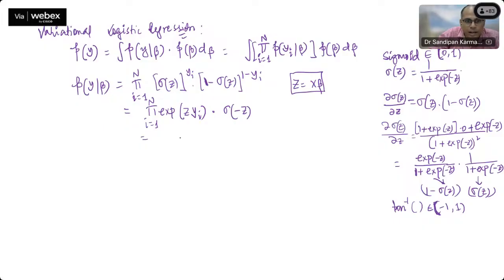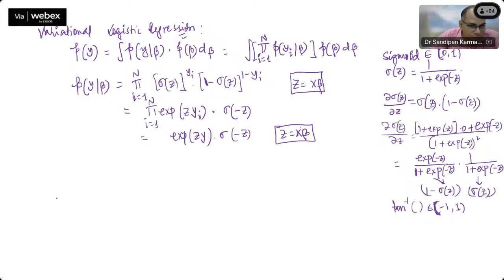Okay, and we can write it as exponential z y, okay, sigmoid minus z. And what is z here? Z is x beta. That means predictor multiplied by the parameters of the model. Is it okay? Can I proceed? So you just do this as homework, how it is actually coming.